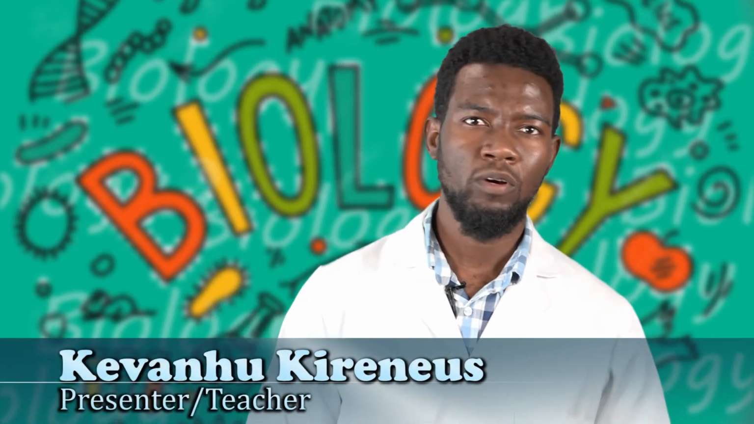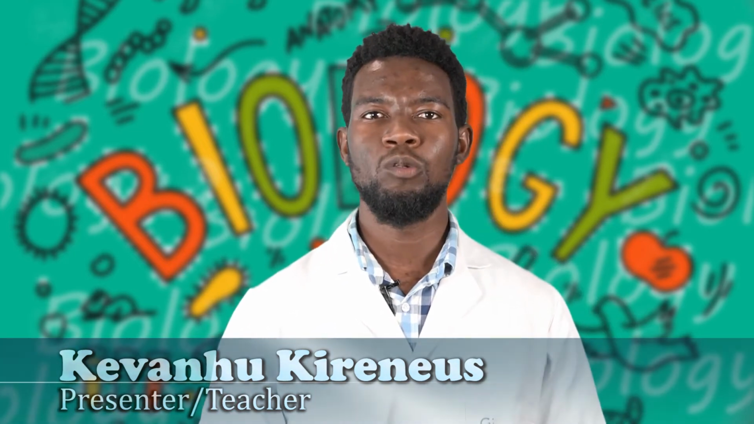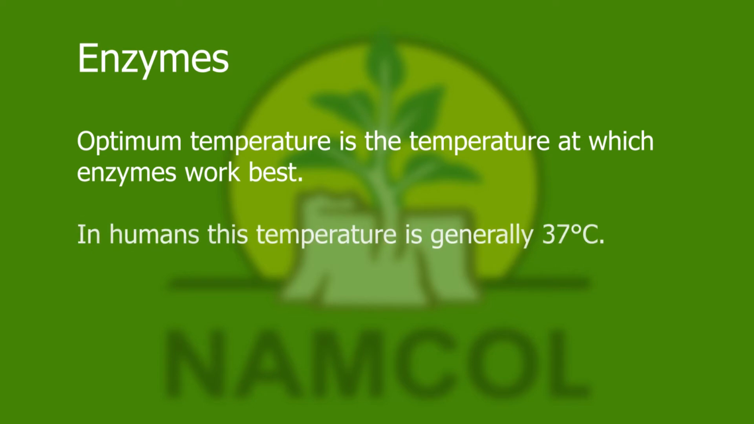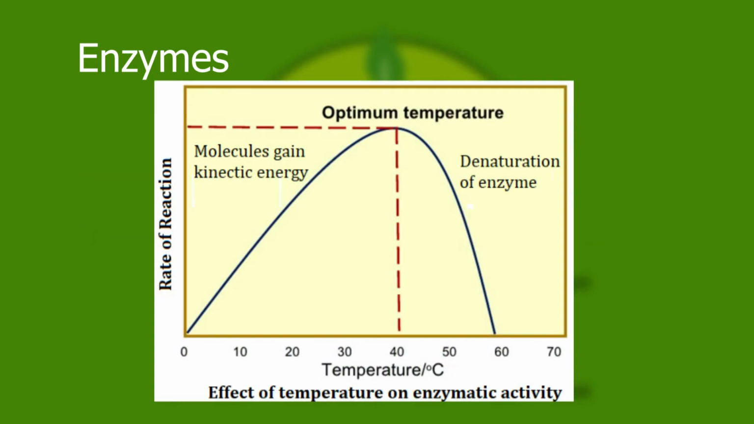Now that you have learned what enzymes and catalysts are, let us look at two factors that influence the activity of enzymes, namely temperature and pH. Each enzyme has an optimum temperature, which is the temperature at which the enzyme works best. In humans, this temperature is generally 37 degrees Celsius. When temperature increases, molecules move faster, so the rate of collision increases. Thus, the reaction can happen in a much shorter time. Having more energy makes them more likely to bind to an active site.